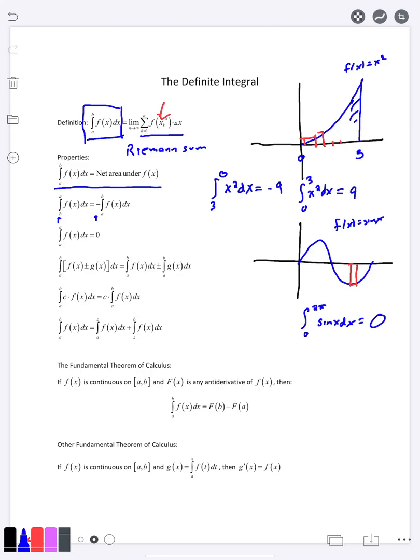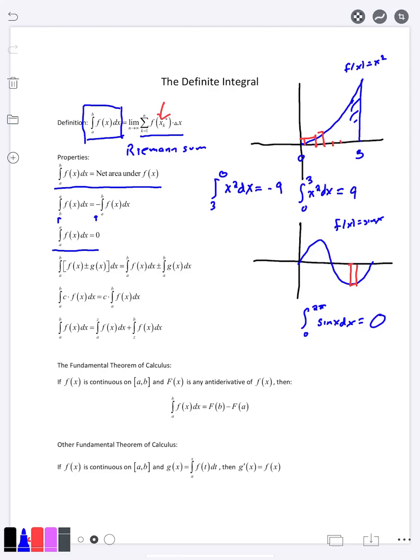The second one, also pretty straightforward, but not super useful, just says if you integrate, or you find the area where you start at one point and you stop at the same point, well, that means there's no width to your rectangles, so the area is going to be 0.